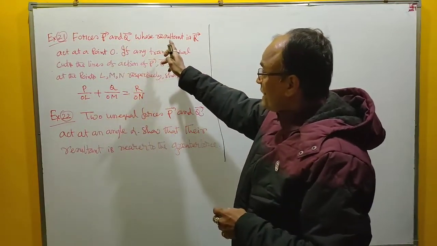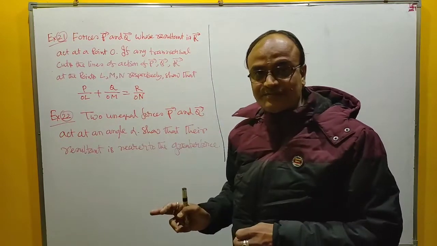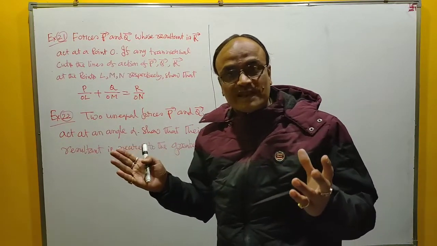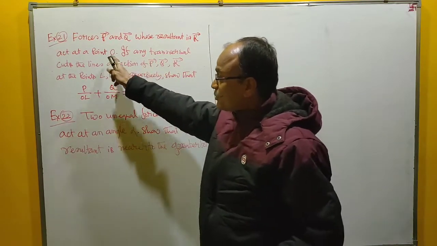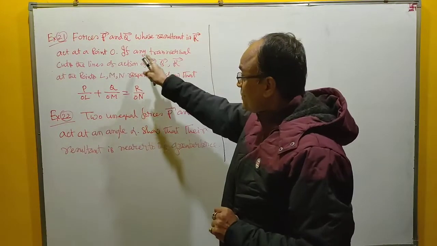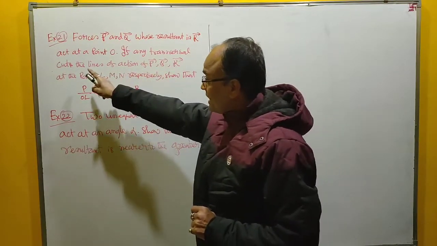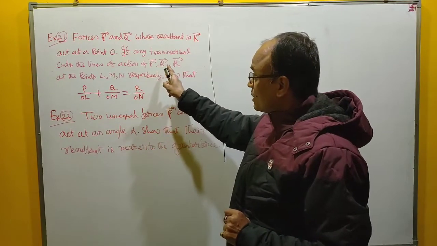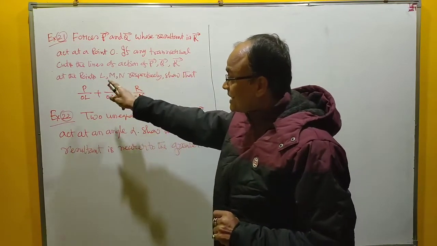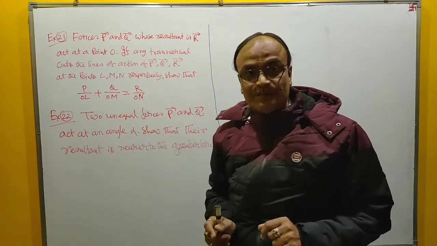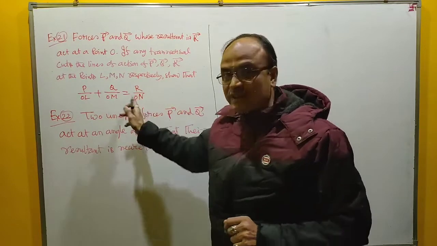Forces P and Q, whose resultant is R, act at a point O. If any transversal cuts the lines of action of P, Q, R at the points L, M, and N respectively, then we have to show this.